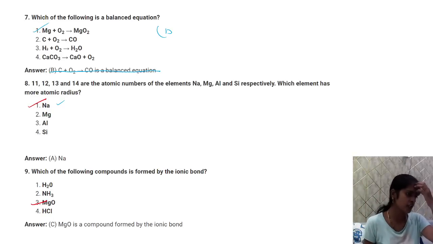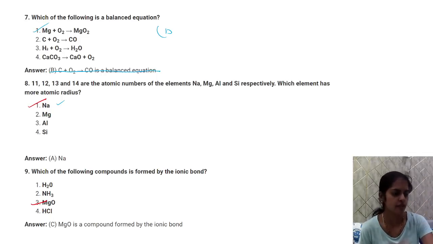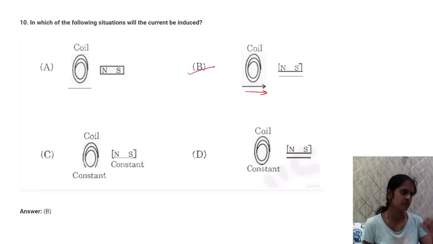Okay, which of the following compounds is formed by ionic bond? Ionic bond, definitely MgO. Okay, it will form ionic bond. Next one, in which of the following situations will the current be induced? Induced current, where will you find?